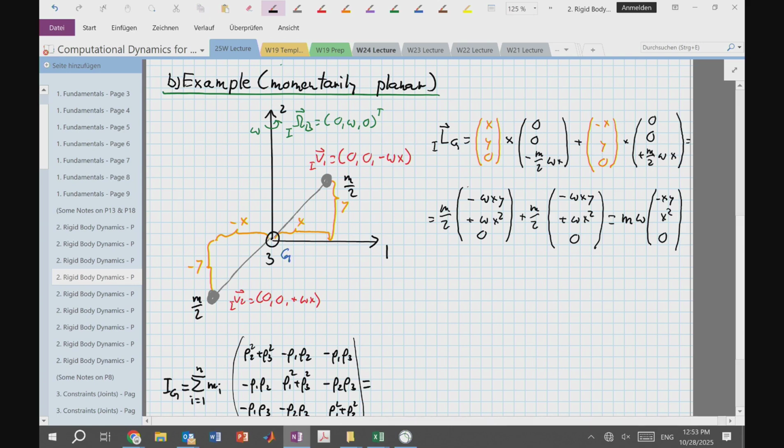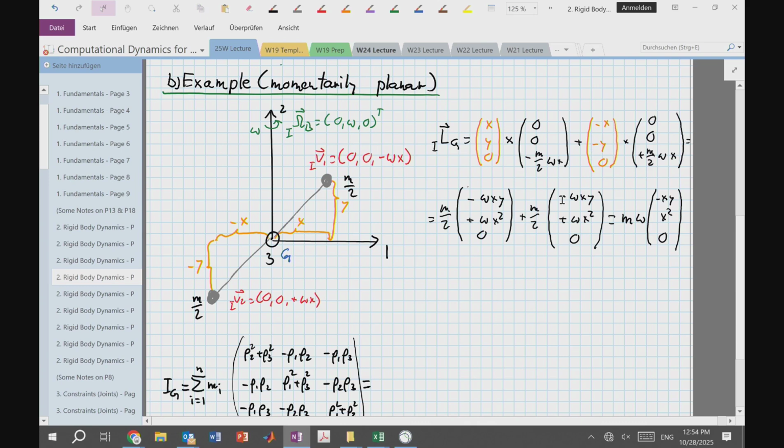Did I screw this up? Yeah, shouldn't there be minus y in the second yellow column? Yes. Thank you. Otherwise, I will get a plus here, which I don't want.